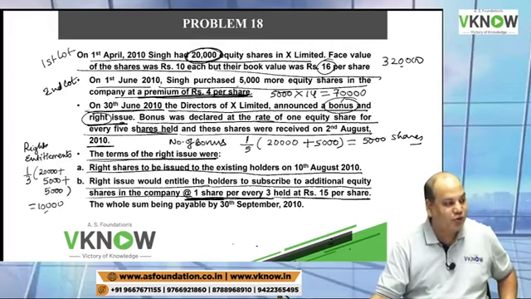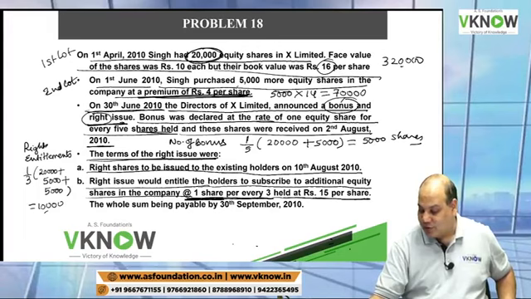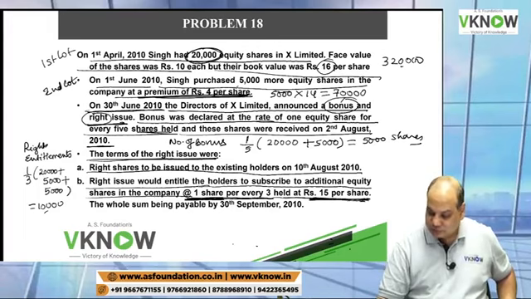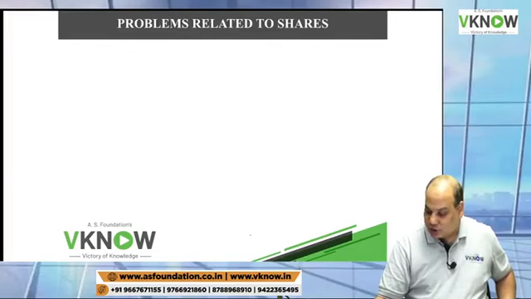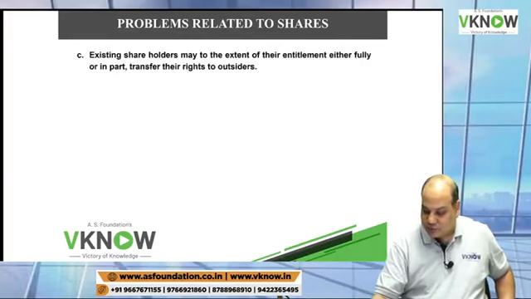And what is the price to be paid? 15 rupees per share. The whole sum is payable by 30th September. So this is the date of making payment for right issue. Now let us see what Singh has done.